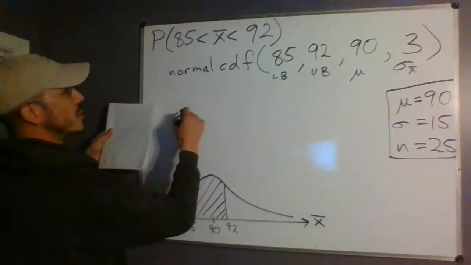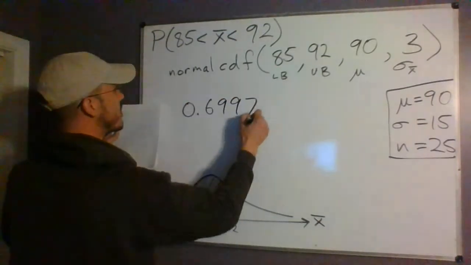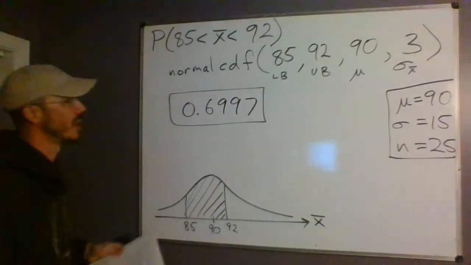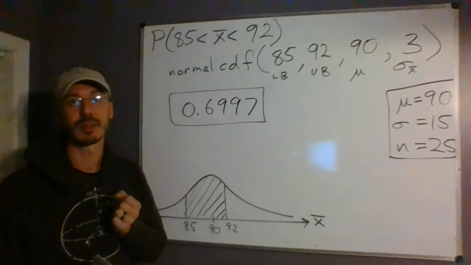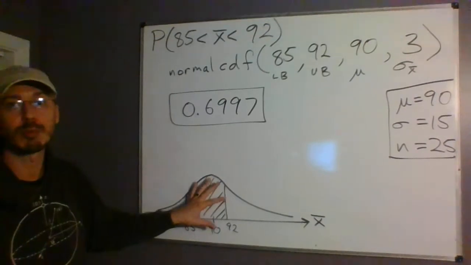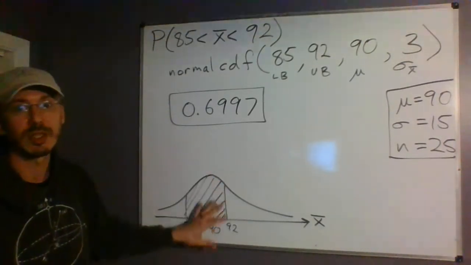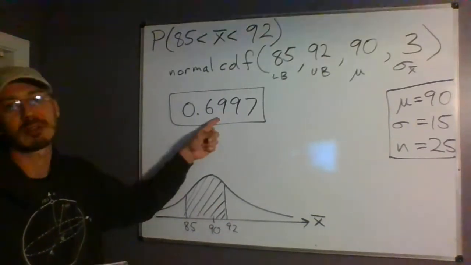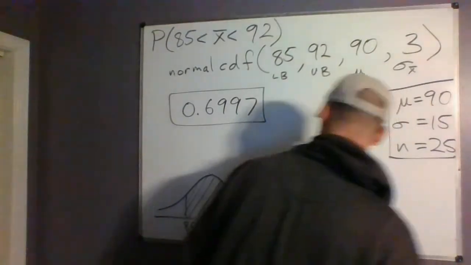Try it. You should get 0.6997 approximately. Really close to 0.7 or 70%. 70% of the sample mean scores are in this region between 85 and 92, about 70%.